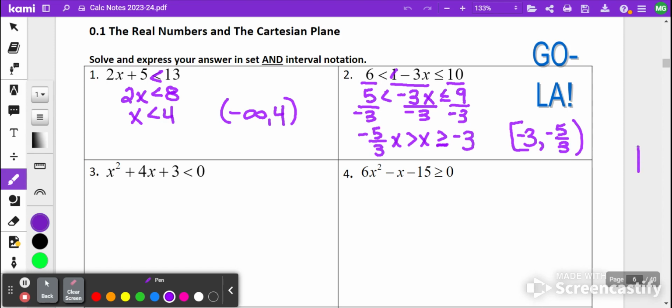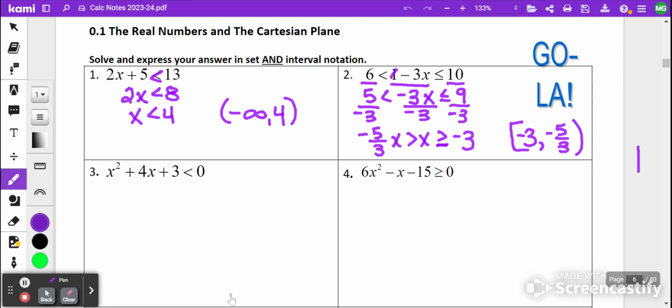Okay, moving right along, number 3. Number 3, we're going to factor. So when we factor this, it's pretty simple math. We have x plus 1 times x plus 3 is less than 0. And when we solve that, we get negative 1 and negative 3.